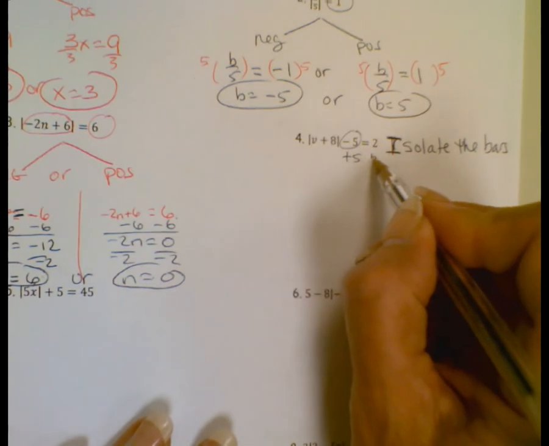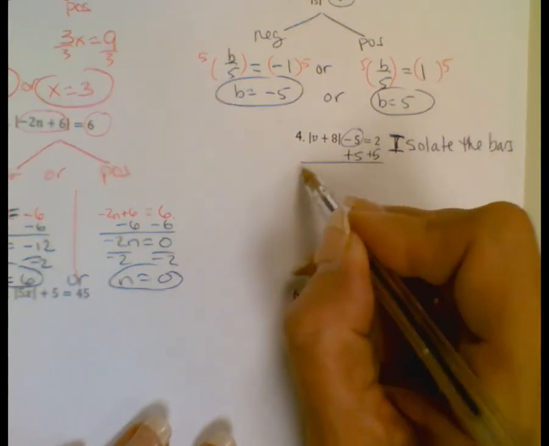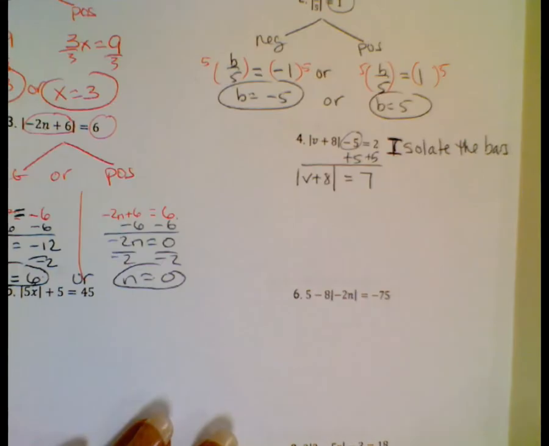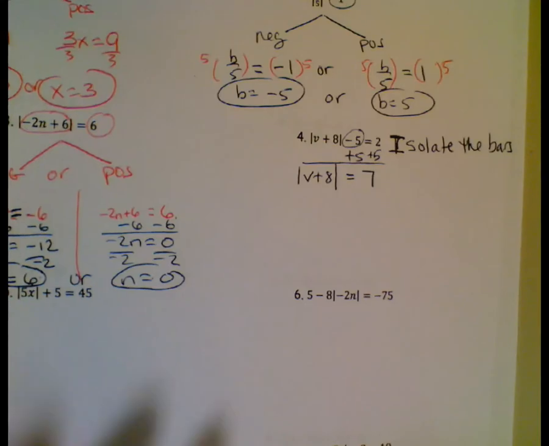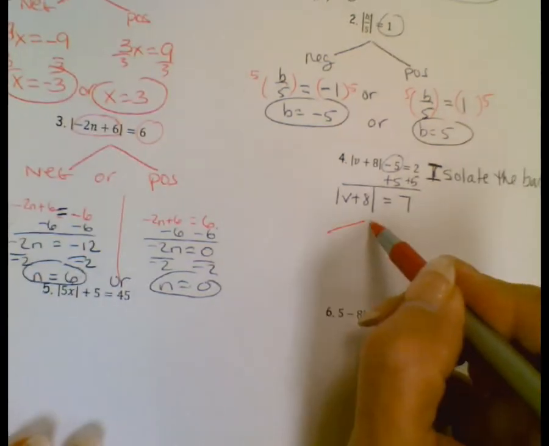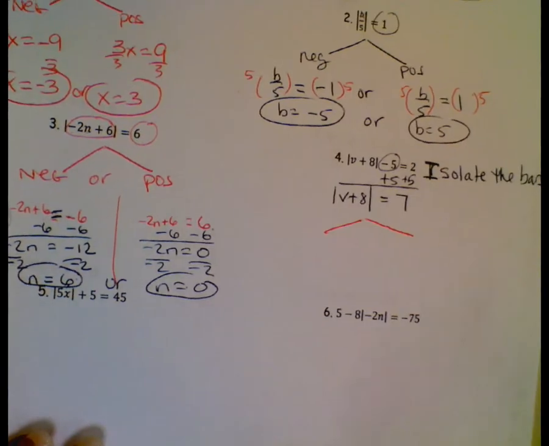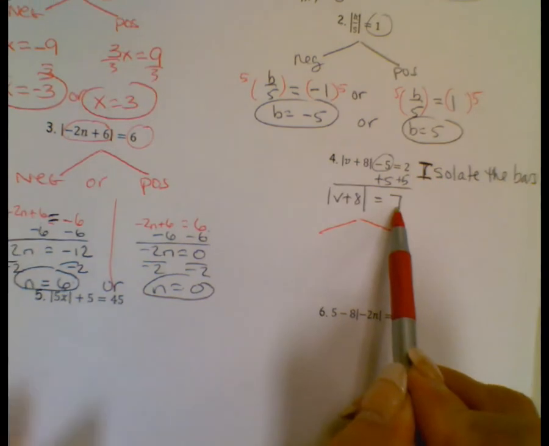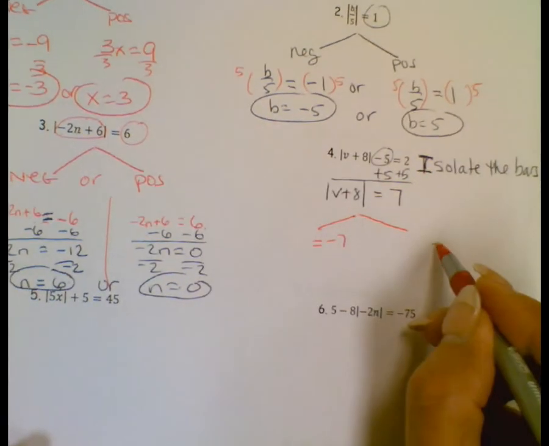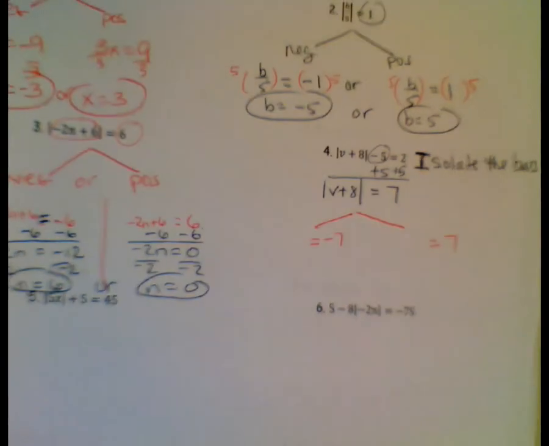Correct. Add 5 to both sides. So we have the absolute value of v plus 8 equals 7. Okay. Now do you notice how the bars are isolated? Once they're isolated, that's when you separate into your two separate answers. Again, as long as it's equal to a positive number, there are two solutions. So one of these is going to equal negative 7, and one of these is going to equal positive 7.